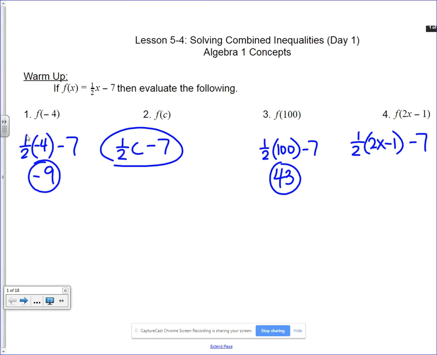Half times 2x is 1x, or just x. A half times negative 1 is negative 1/2, and then I have my minus 7. Can anything be combined now that I've distributed? Yes, the half, which is a negative 1/2, right? And the negative 7. What do you get when you put those together? If you want to do negative 7.5, you're more than welcome to do that.